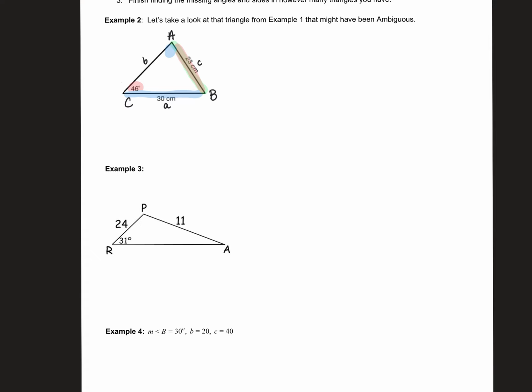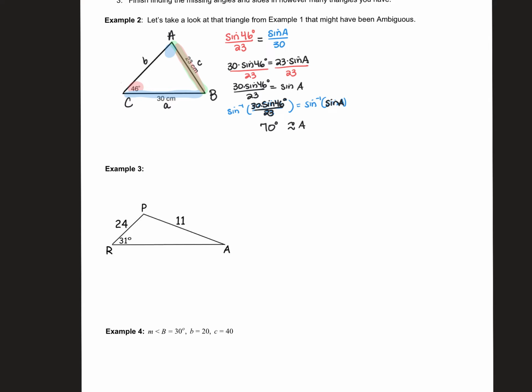So I'm going to start with setting up my sine of angle 46 over little c, which is 23. Now that's going to be equal to, well, the only thing I can find here is angle A, because I only know side A. So I have to set this up as sine of A over 30. Okay, now I want you to pause the video and solve this just like we did on the previous examples. Multiply your cross products, and you'll eventually have to use the inverse sine. So go ahead and try that, come back and check your answer. Now, I think I told you on the previous slide to round to the nearest tenth.